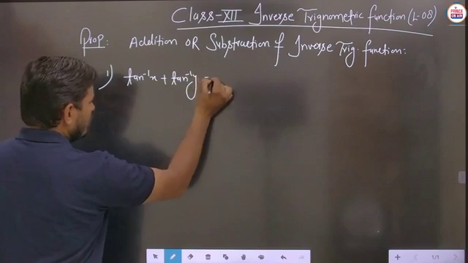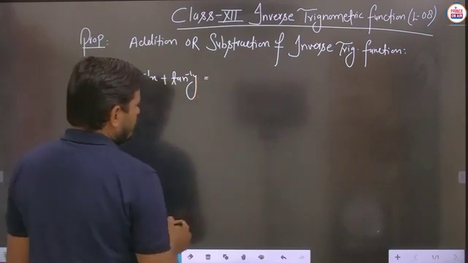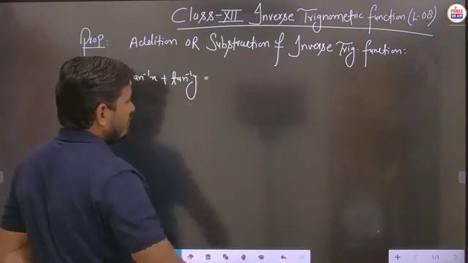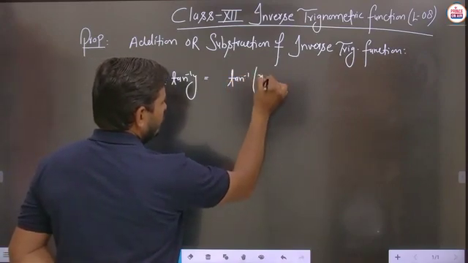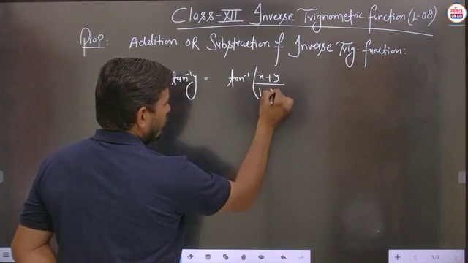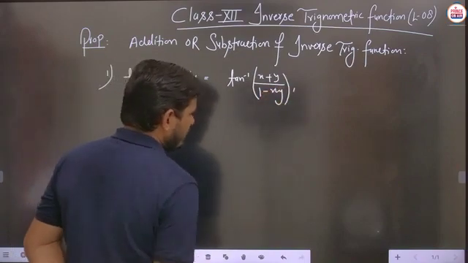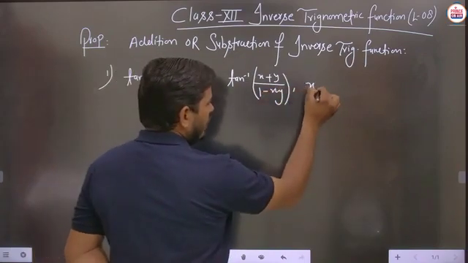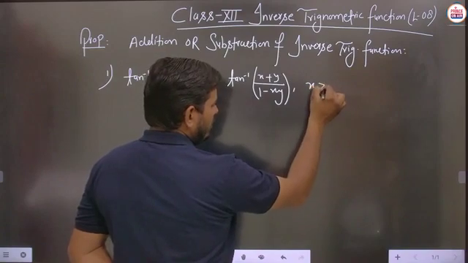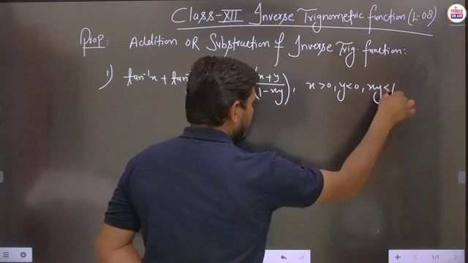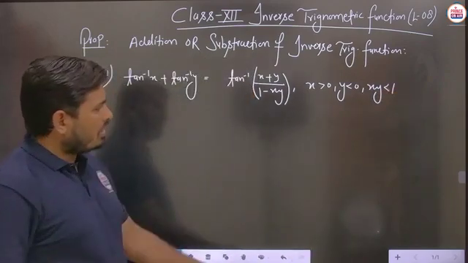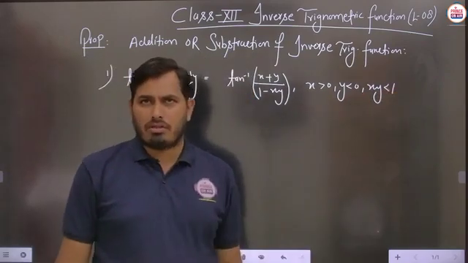Then what should be the result in this case? Definitely, students, tan inverse x plus tan inverse y will give the answer tan inverse of x plus y divided by 1 minus xy, but there are some conditions here: x is greater than 0, y is greater than 0, and xy is less than 1. How these conditions are obtained, we will discuss as well.